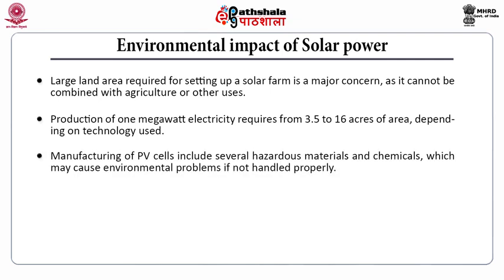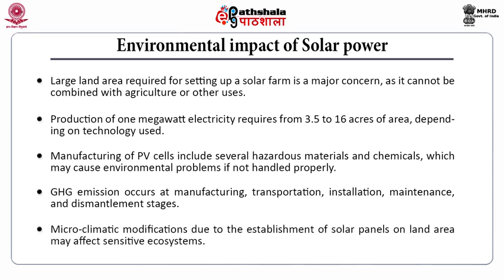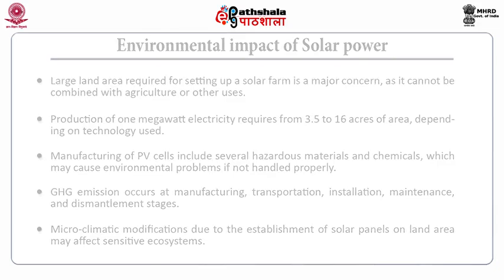Also, the manufacturing of photovoltaic cells includes several hazardous materials and chemicals that can cause environmental problems if not handled properly. Greenhouse gas emission occurs at manufacturing, transportation, installation, maintenance and dismantlement stages. The microclimatic modification due to establishment of solar panels on land area also affects sensitive ecosystems.